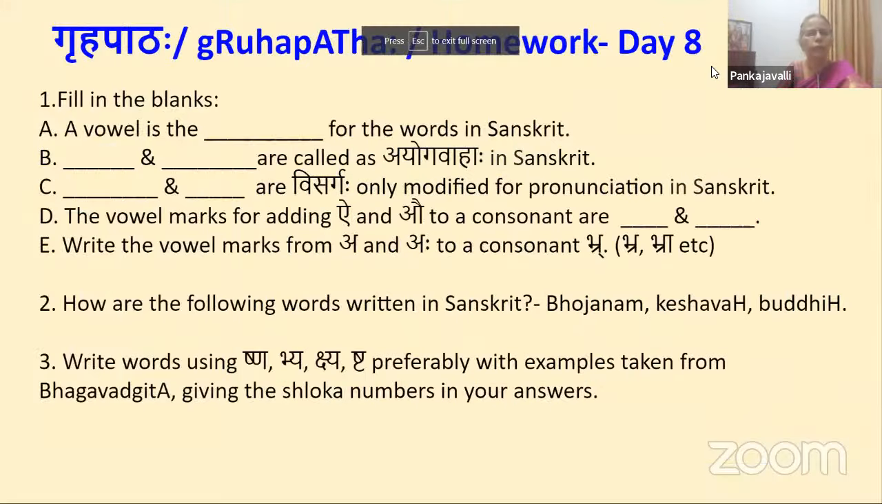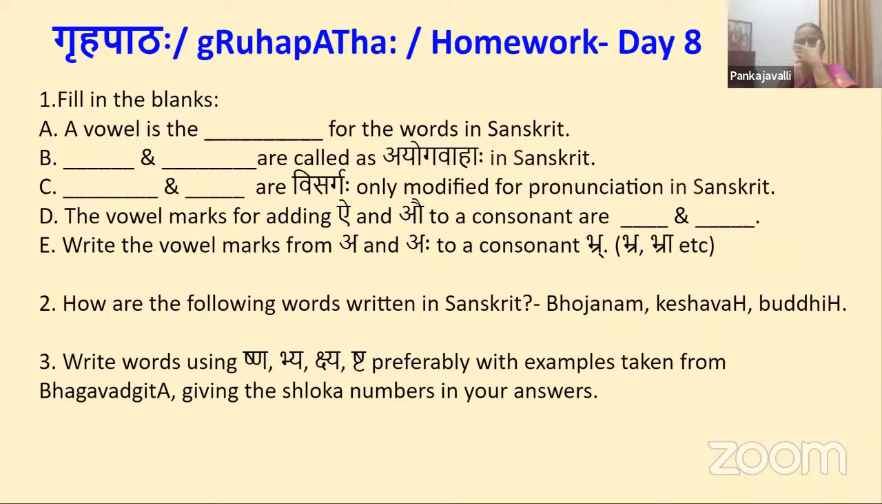So, fill in the blanks. A vowel is the jiva for the words in Sanskrit. Am and aha are the ayogavahas in Sanskrit. Jivamuliya and Upadhmaniya are the visargas only modified for pronunciation in Sanskrit.